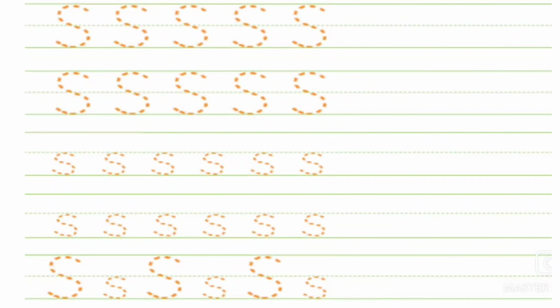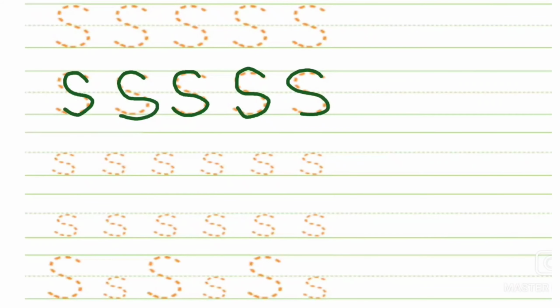Dear students, let's see how to write capital and small s properly. First we will trace this S, S, S, S, S, and we have to write the small s on 2 lines.